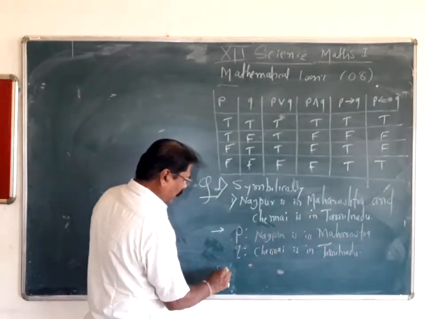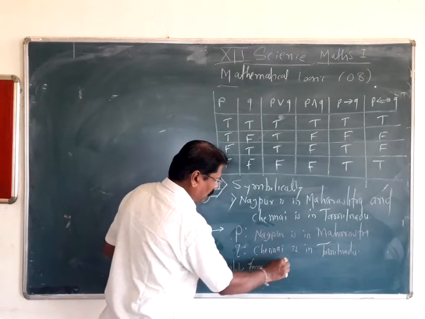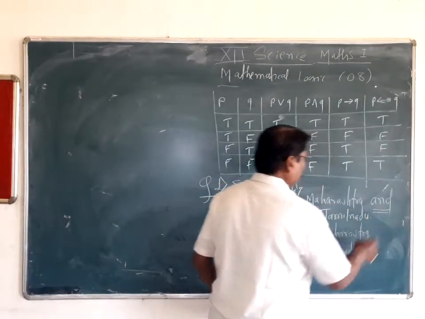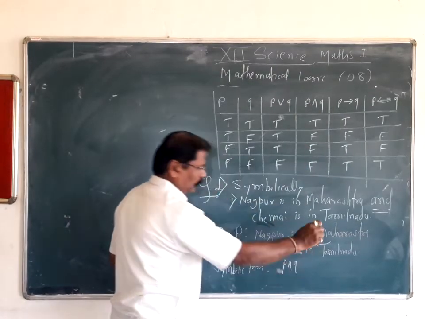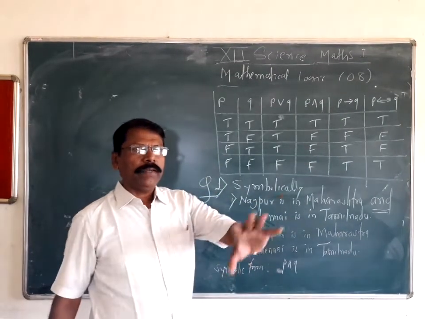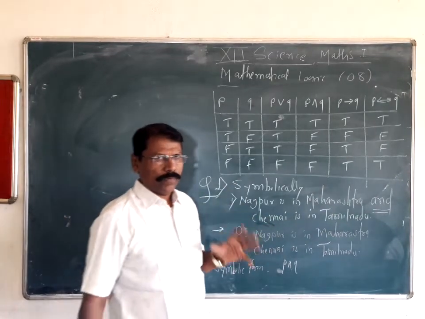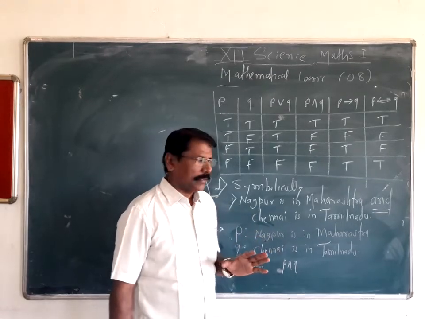Then the symbolic form: P, and the logical connector is AND. So AND is represented by the symbol P ∧ Q. There will be a 3 marks question. You will get 3 sentences, and you have to write them in symbolic form. Another question will be to also write the truth values.